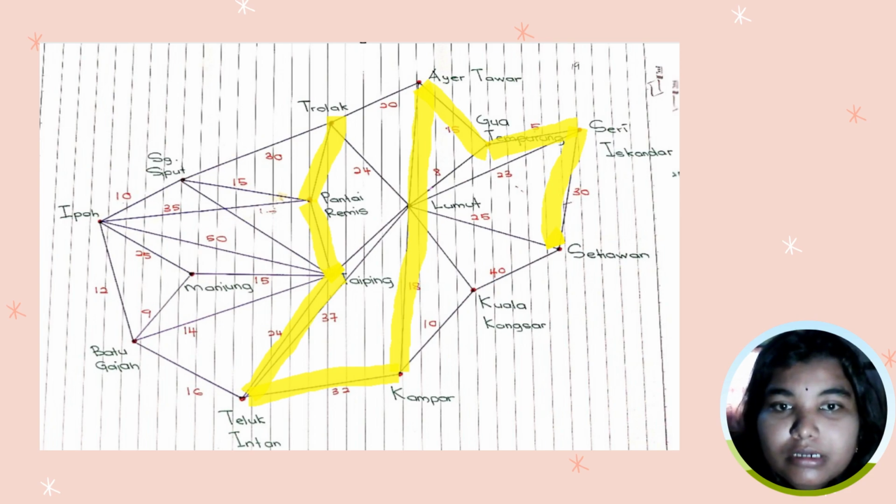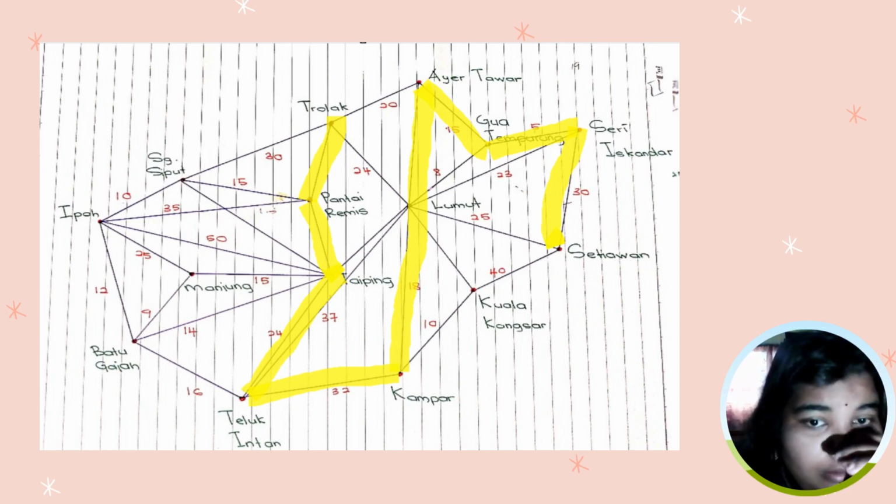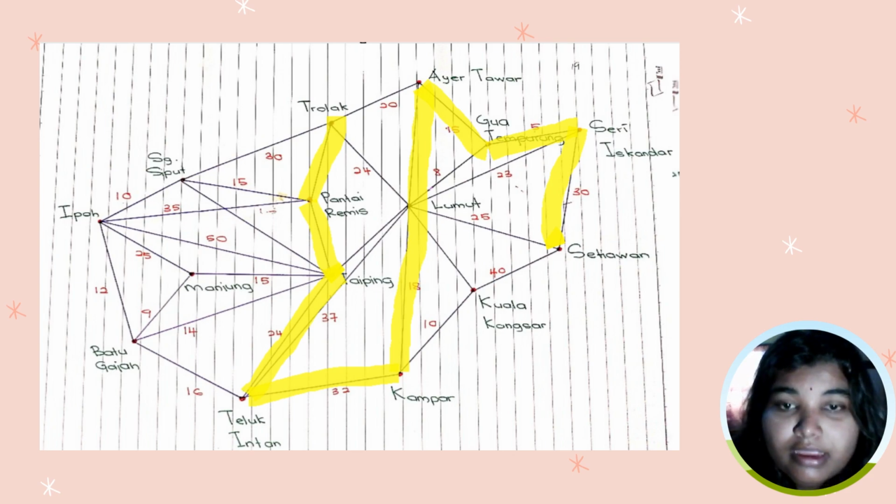Okay. Now, Trolak to Seri Iskandar 30, Seri Iskandar to Gua Tempurung is 5, Gua Tempurung to Air Tawar is 15, Air Tawar to Lumut is 8, Lumut to Kampar is 18, Kampar to Teluk Intan 32, Teluk Intan to Taiping 24, Taiping to Pantai Remis is 15, Pantai Remis to Trolak is 30.